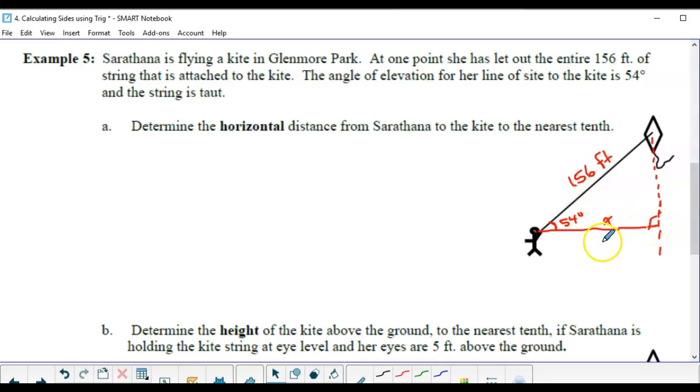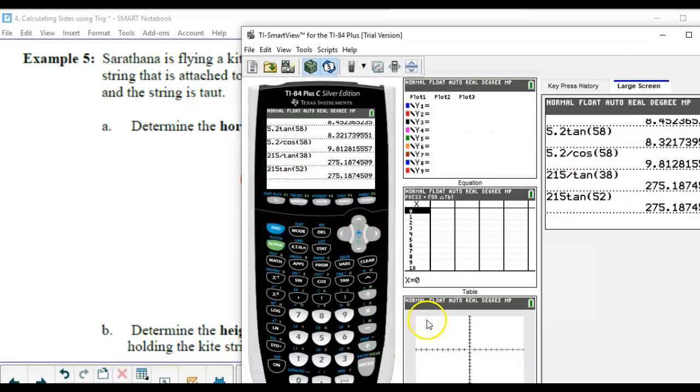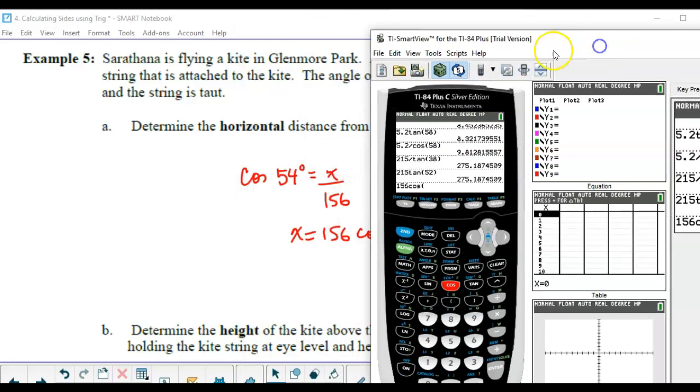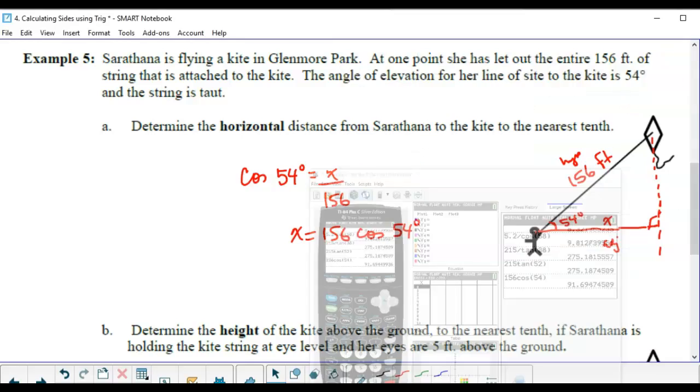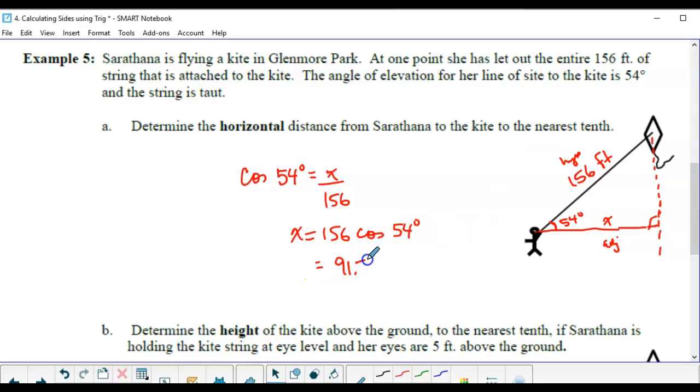Okay, from directly underneath the kite. So this is adjacent, and this is hypotenuse. So we're going to use cosine. So cosine of 54 equals x over 156. Okay, so 156 cosine of 54 is 91.7, and that is feet.